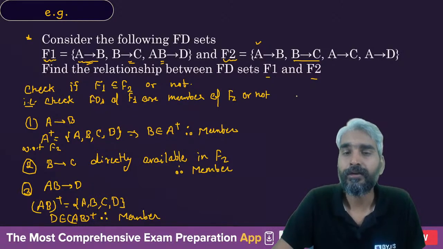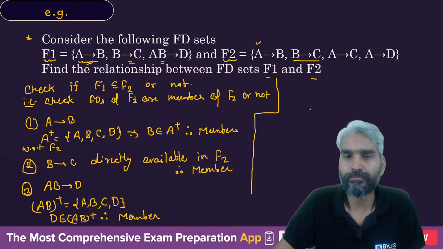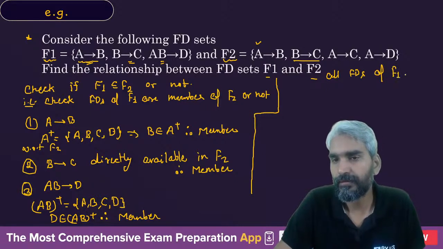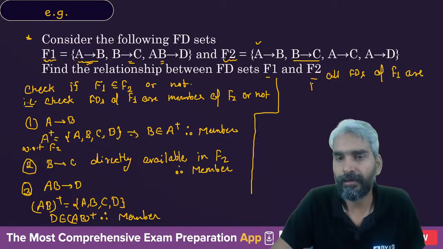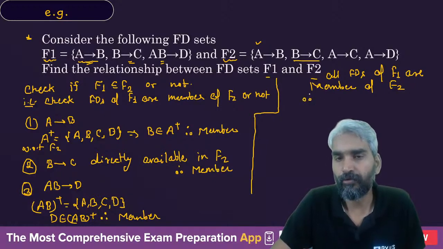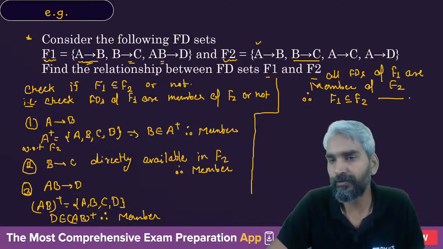Now can you see all the FDs of F1 are member of F2, right? So all FDs of F1 are member of F2. So what can we say? Therefore, one thing is sure that F1 is a subset or equals to F2. Let me call it equation 1.